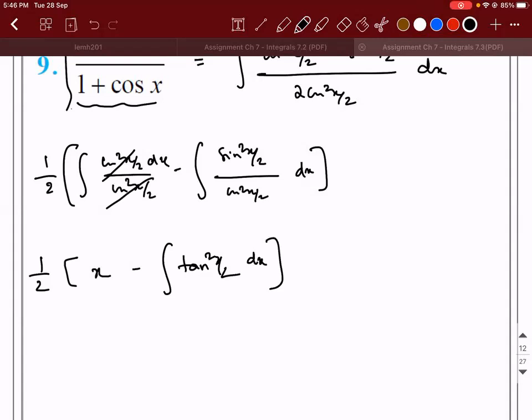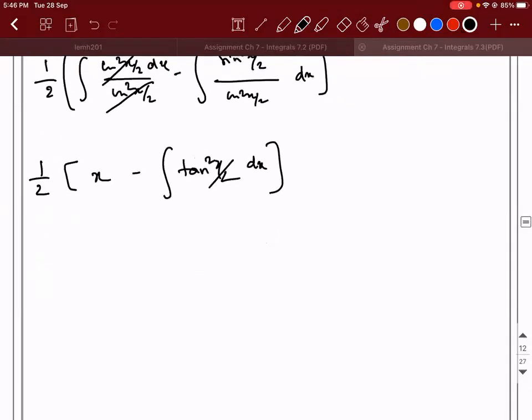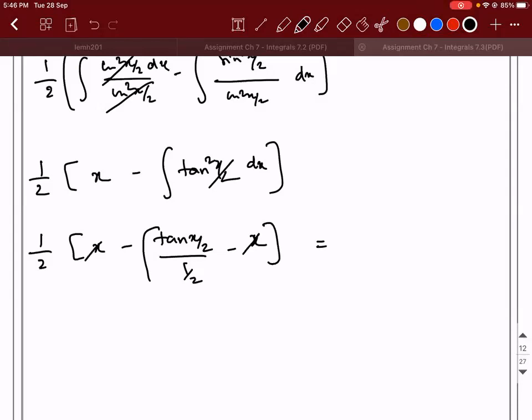So we know the integral of tan square x by 2. That is secant square x by 2 minus 1. So 1 by 2 into x minus, that will be tan x by 2 divided by half, minus x. Cancel it. Half and half will get cancelled. Answer is minus tan x by 2 plus c.